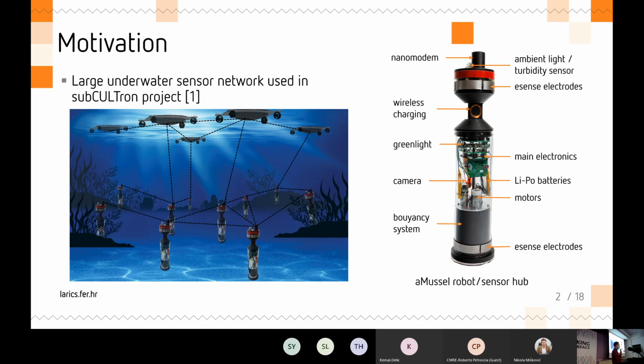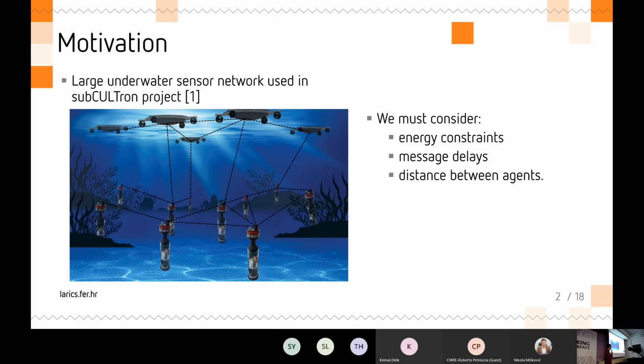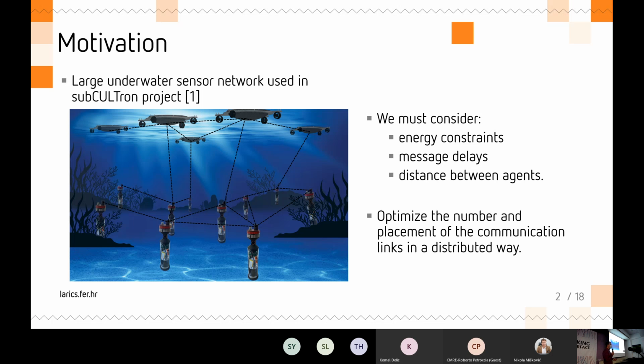But what I'm interested in is how to achieve a strongly connected network, so the measured values converge faster. But that also means there is a potential for higher energy consumption and possible delays in messages. We also need to consider the distance between agents while maximizing connectivity. So how do we optimize the number and position of the communication links? And also, since this is an isolated system, how do we do it in a distributed way?